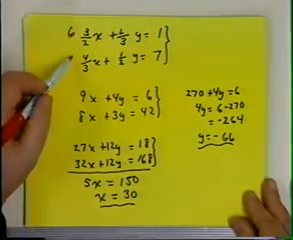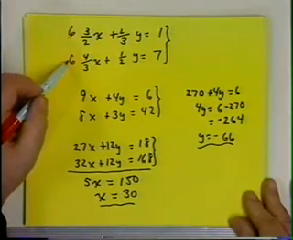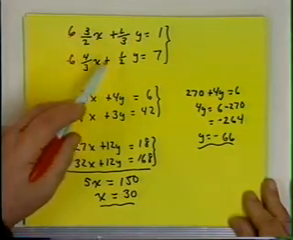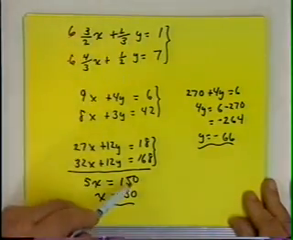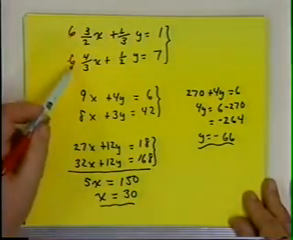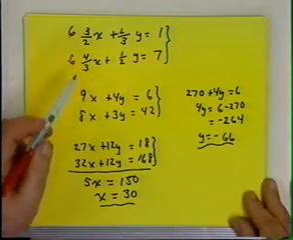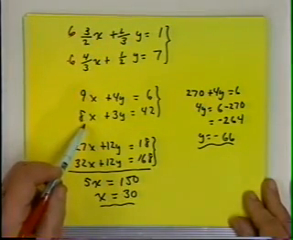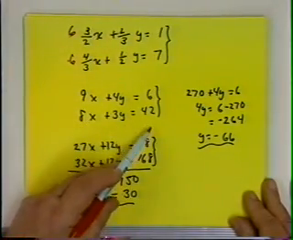Multiply the bottom equation by 6. 3 goes into 6 twice. 2 times 4 is 8. 2 goes into 6 3 times. 3 times 1 is 3. And 6 times 7 is 42. So if I multiply both sides of the bottom equation by 6, the bottom equation becomes what? 8x plus 3y equals 42.